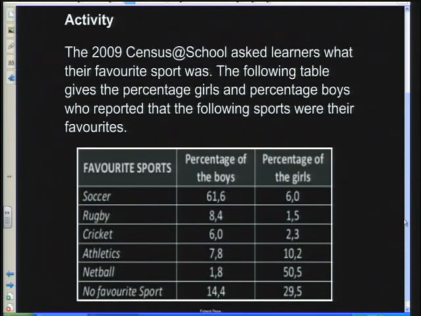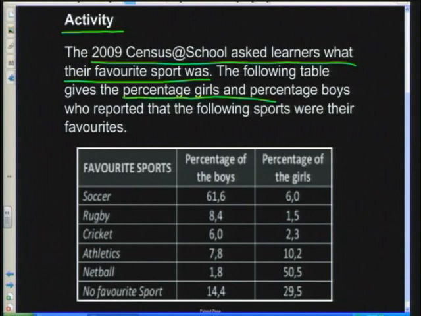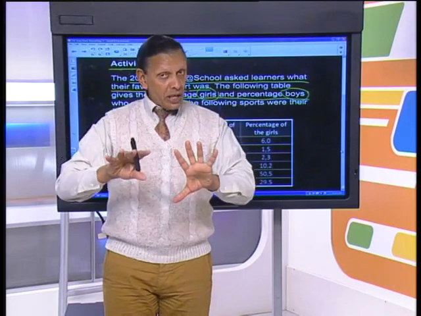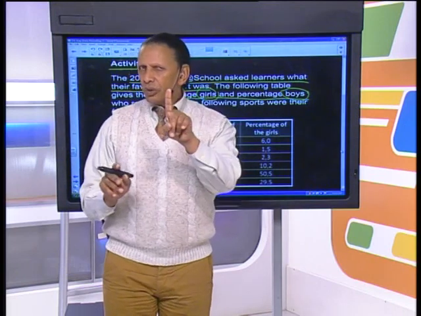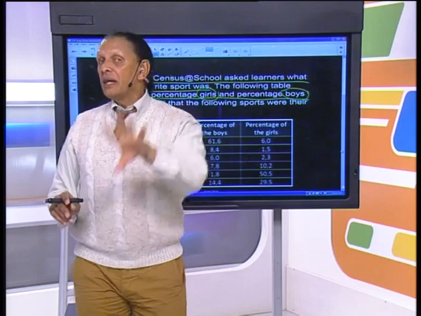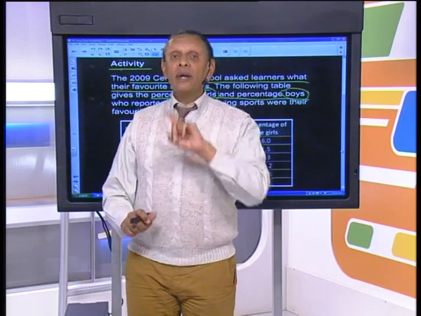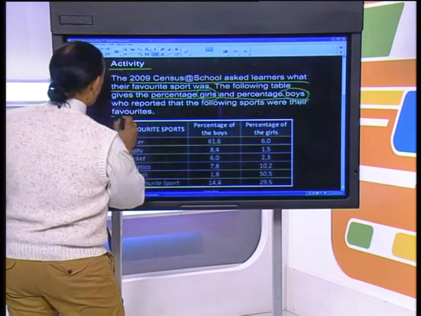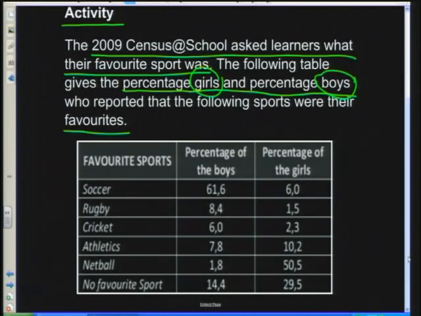Right, now here I've got a little activity for you. The 2009 Census at School asked learners what their favorite sport was. The following table gives you the percentages of girls and boys. So there are your two different categories. Now we have boys and we have girls, two different categories which you must portray on one graph. That's where the term double bar graph comes in. There'll be a bar for boys and a bar for girls, and, of course, their favorite sport. So there's your info.